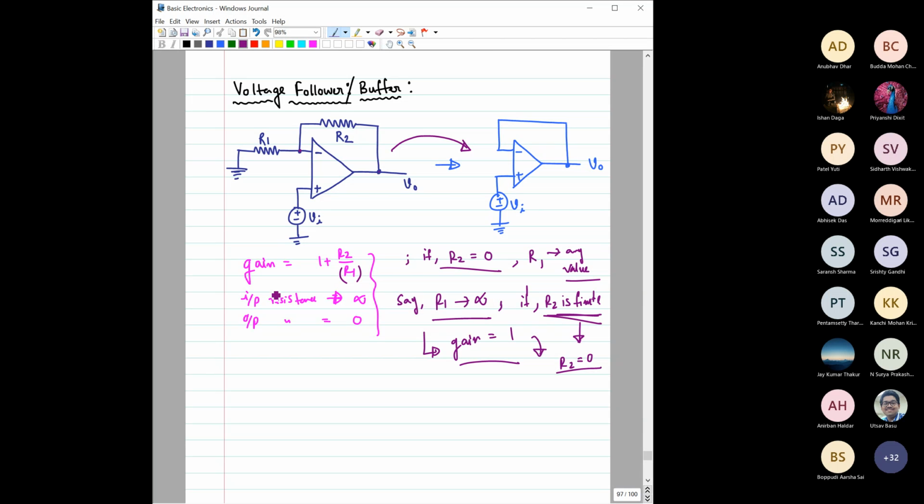The reason behind it is these other two criteria. The input resistance is infinite, because if you look from here, input resistance is infinite, and output resistance is 0. Now, let us take at least one example of how this infinite input resistance would help you in a particular circuit.